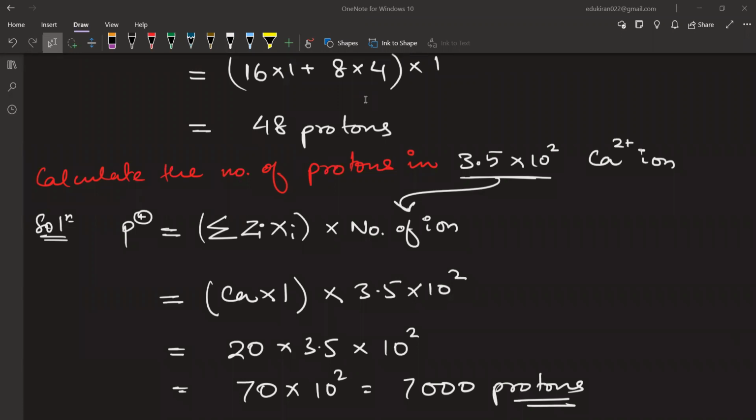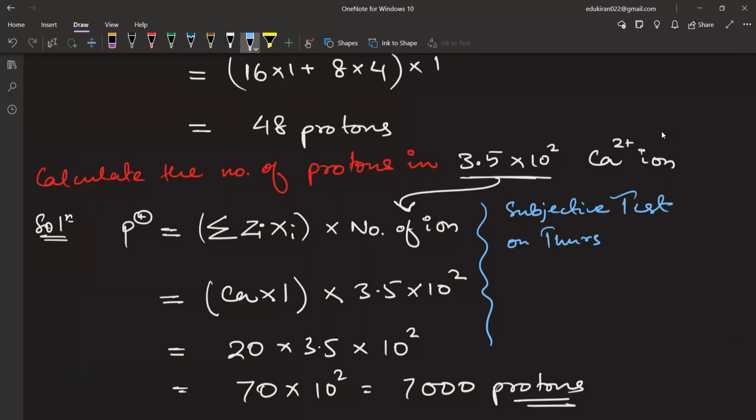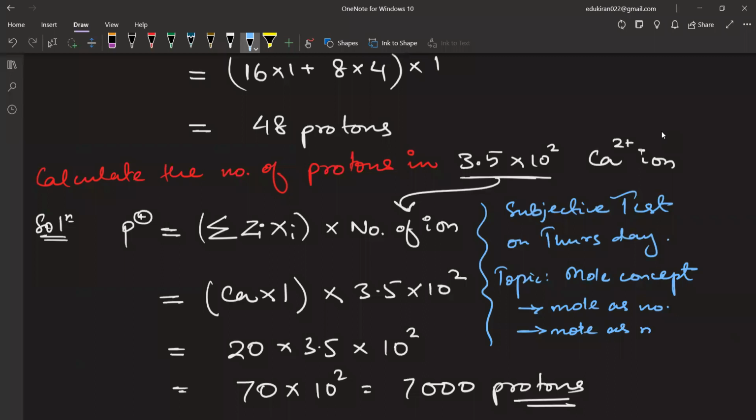One announcement is that on Thursday you will have a test. A subjective test on Thursday. The topic will be mole concept. You have to learn about mole as number, mole as mass, and also mole as volume of gas.